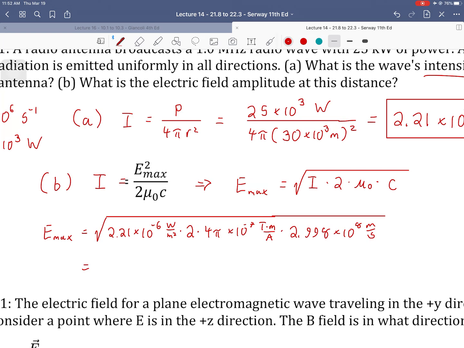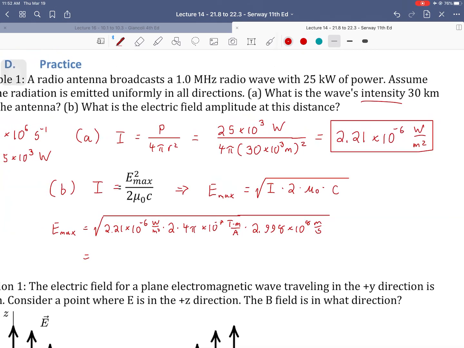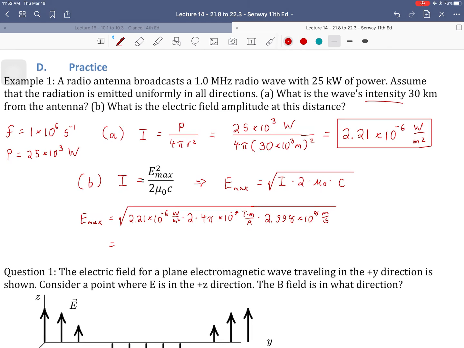All right, so let's plug in our numbers and get that answer. Actually, let me copy over in my calculator my unrounded value for part A. Let me zoom out so we can see the whole problem. So that's times 10 to the negative 6 times 2 times 4 pi times 10 to the negative 7 for our permeability constant, and then times the speed of light.